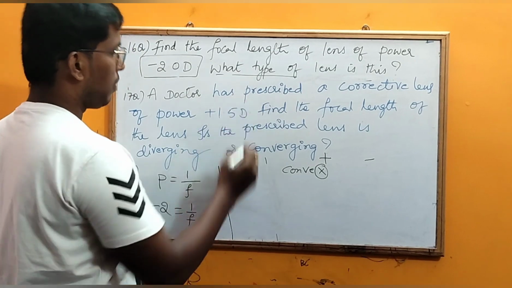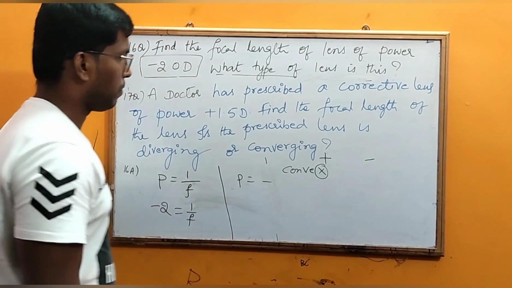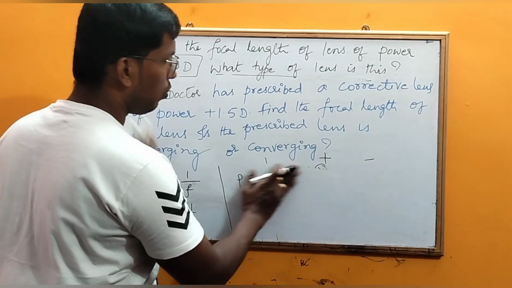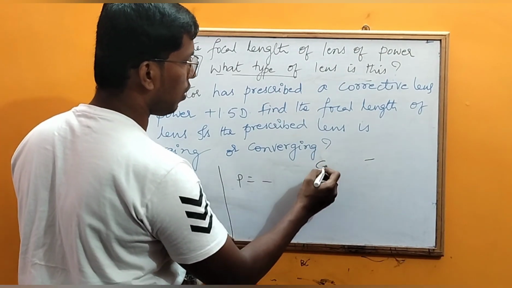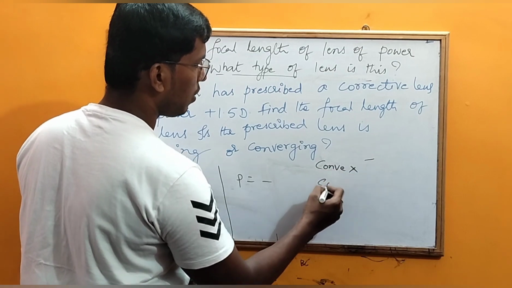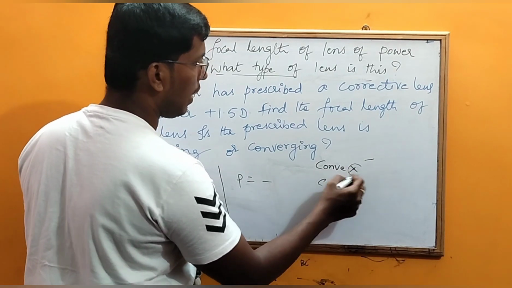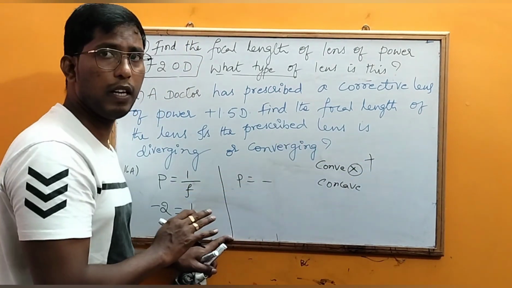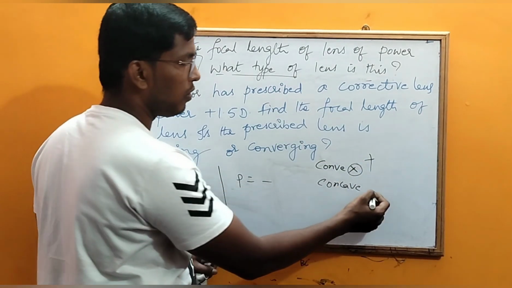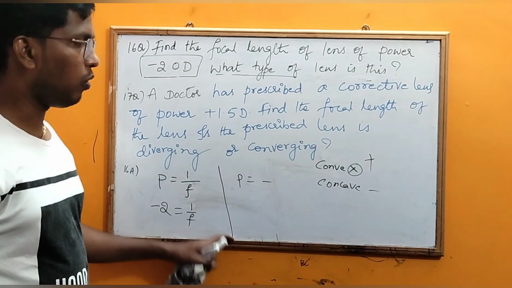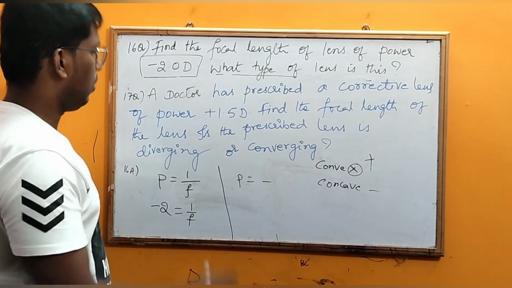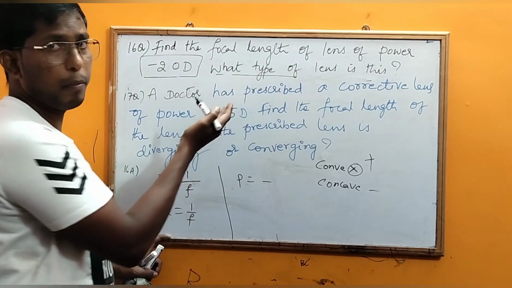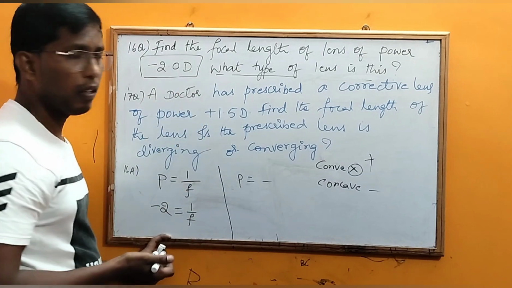When the power is minus, as you all know, there are two types of lenses, convex and concave. Convex, last letter X, if you turn it, it will become plus. So if power is plus, it is a convex lens. If power is minus, it is a concave lens. Now let us see here. What sign is given? Minus. So you can say directly that the type of lens is concave.